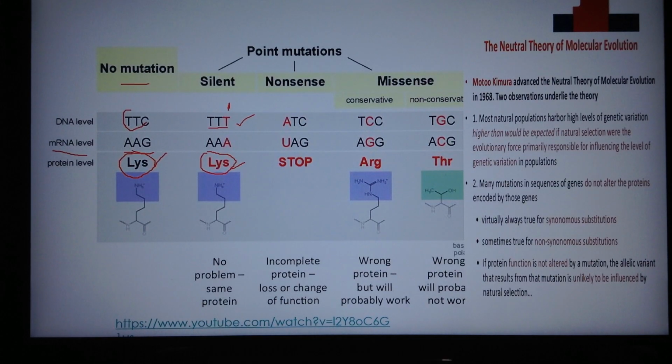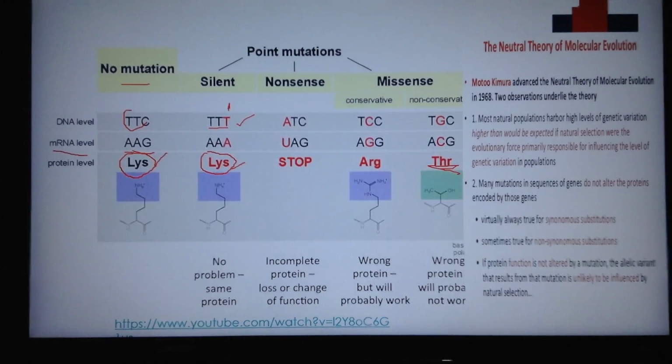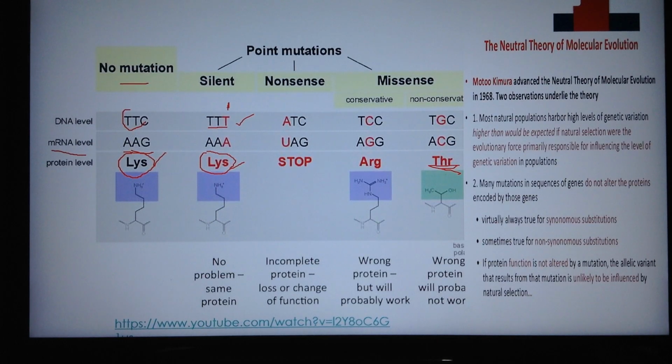Now a missense mutation can be conservative or non-conservative. In a non-conservative mutation, the changes are such that a different amino acid is incorporated, and since a different amino acid is incorporated, maybe the protein will become non-functional. Now in a conservative missense mutation, this is TCC and this is AGG. The wrong amino acid here is arginine. Arginine resembles lysine in structure, and because of this structural resemblance, there is a possibility that the protein might still function.